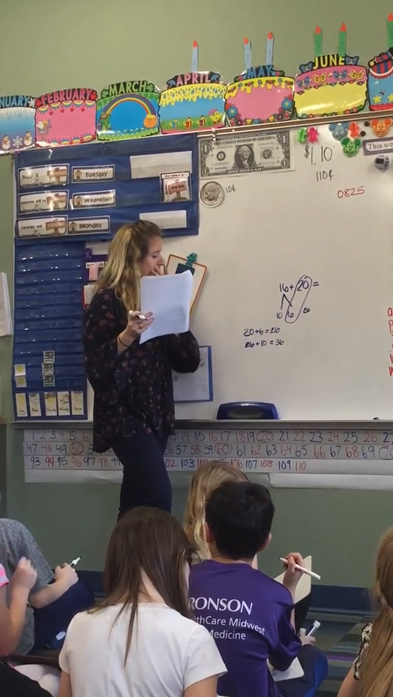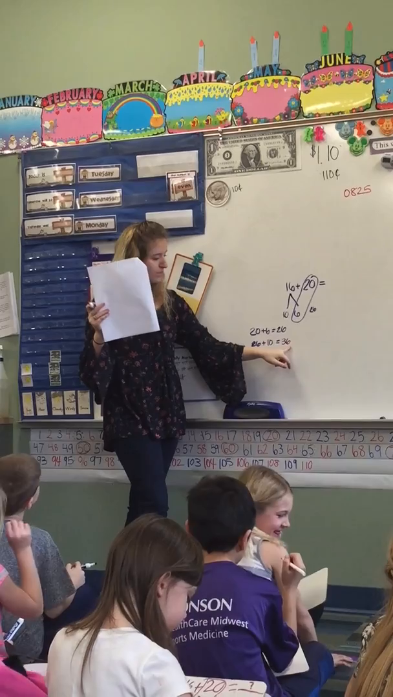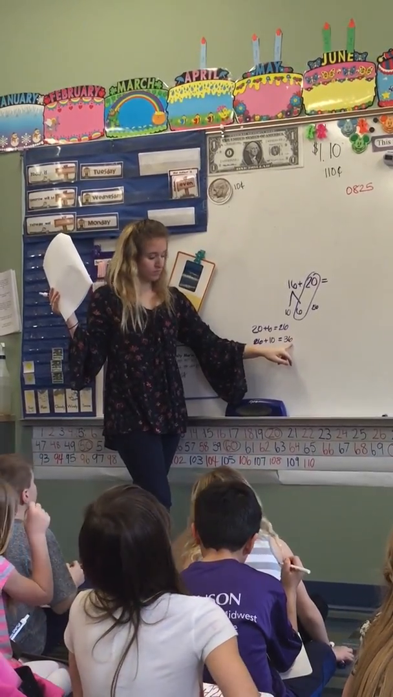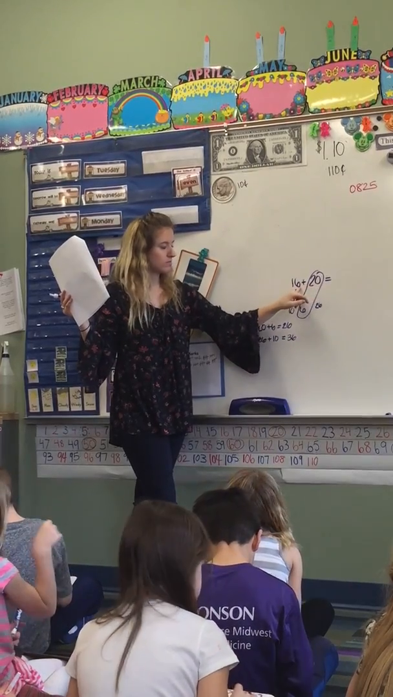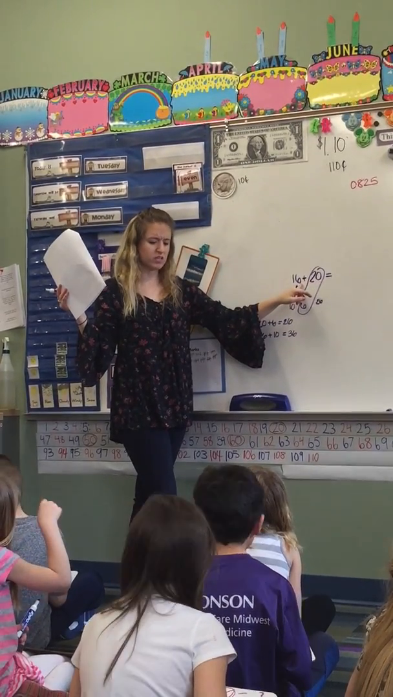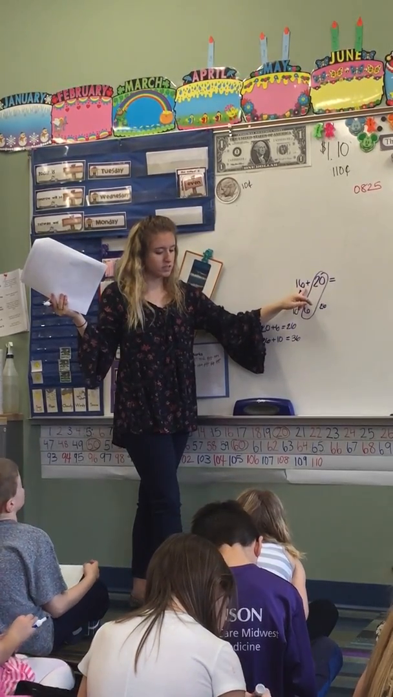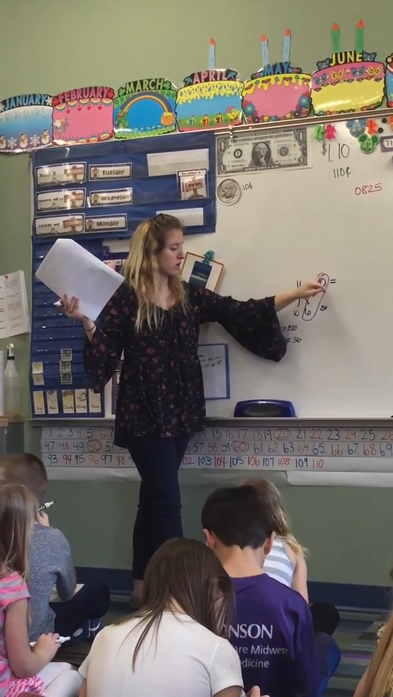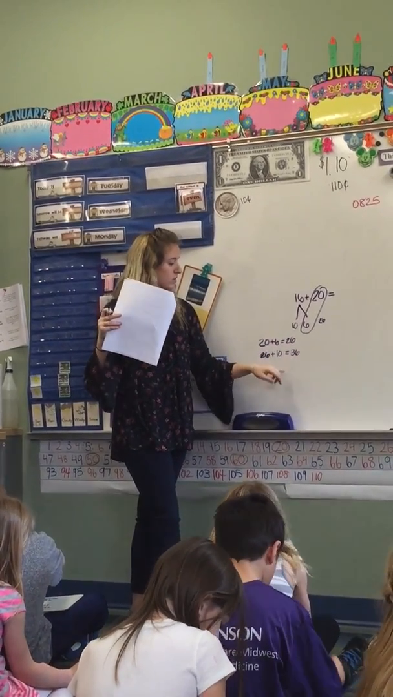Alright, so how many ones are here in our answer? 6. Does that match the total amount of ones that we had up here in our equation? Lily, it does, because 0 plus 6 is 6. So we only have 6 ones up here. There's still 6 ones down in our answer.